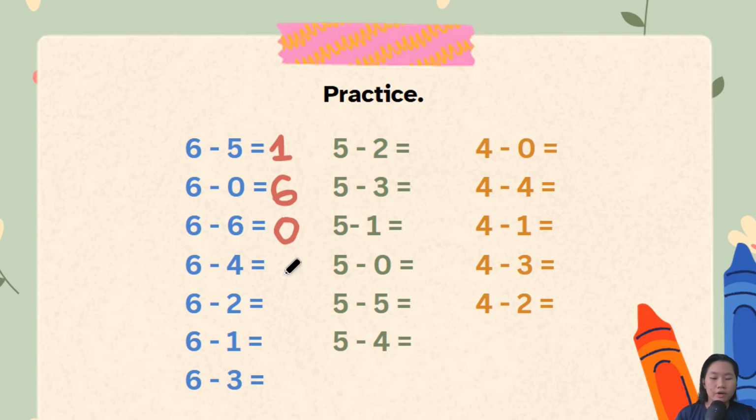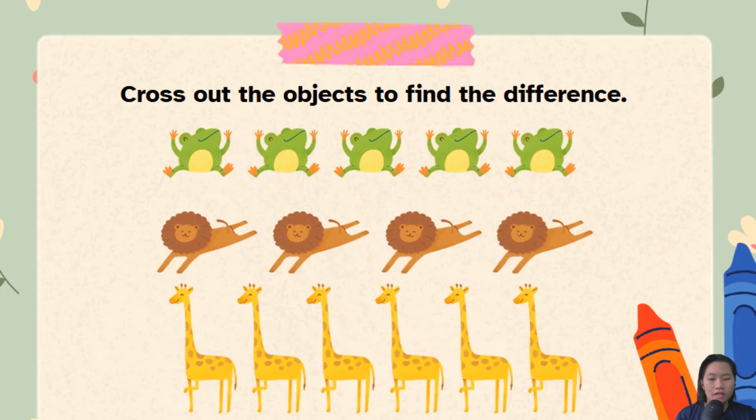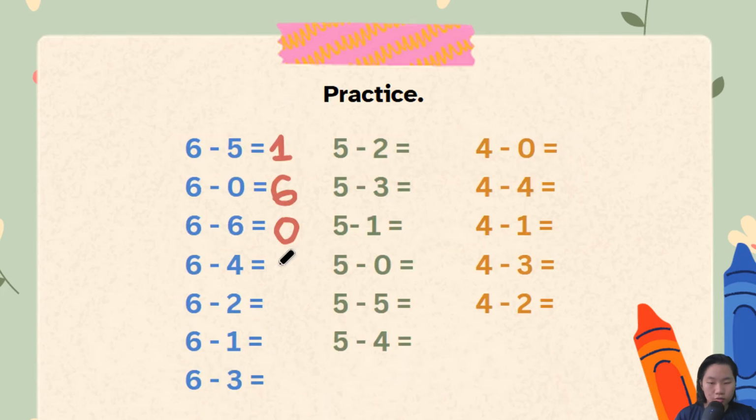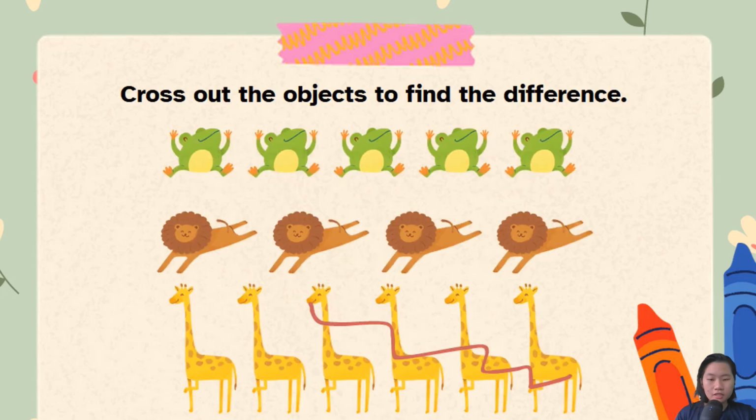6 minus 4, everyone. 6 minus 4. Let's go over here and cross out 4. 6 minus 4 is 2. Very good. 2. Now, 6 minus 2. 6 minus 2 is actually 4, okay? Let's do a bit of checking. 6 minus 2, correct? 6 minus 2. 1, 2, 3, 4, all right?